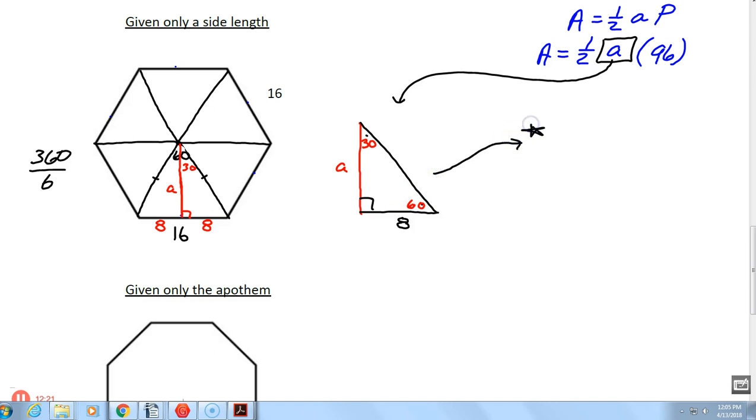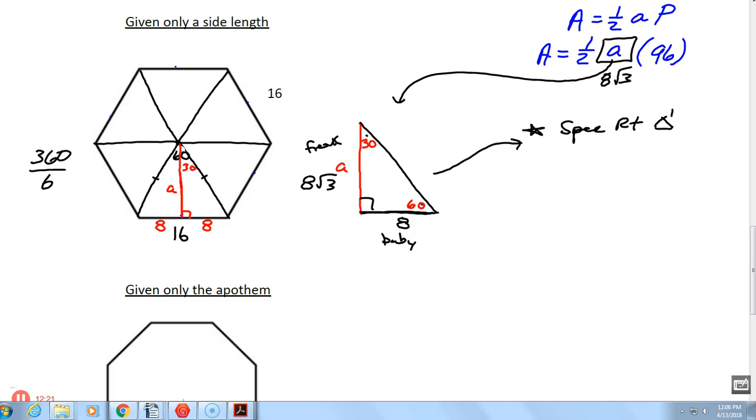The lightning fast way, the very best way, would be to use your special right triangle rules. Special right triangle rules in the 30, 60, 90 say this is the baby. So how can you figure out the freak if you know the baby? Baby square root of 3. So I know right now that A is 8 radical 3. And I can solve the problem. But a lot of people aren't comfortable with the special right triangle stuff.